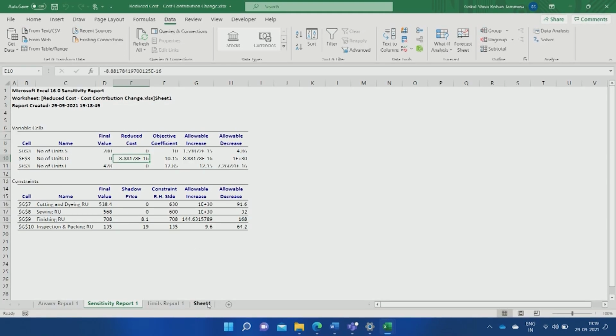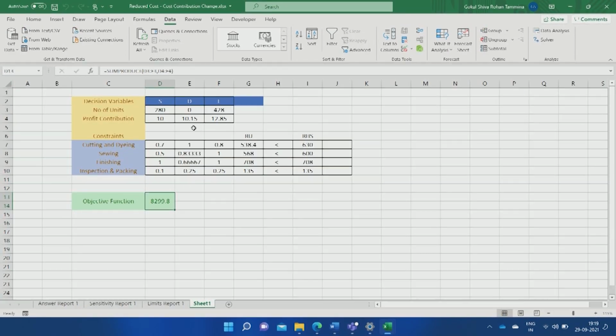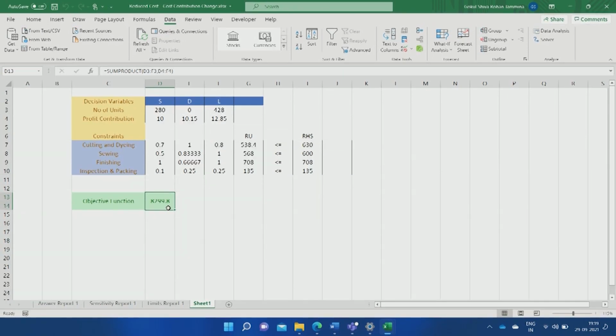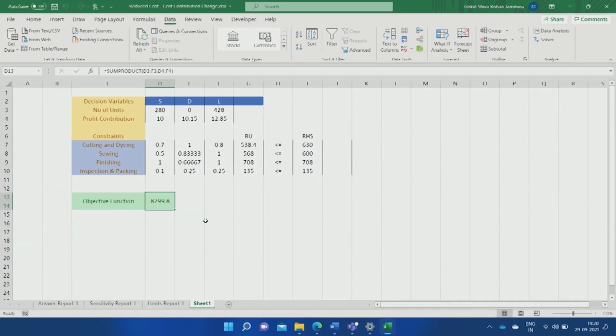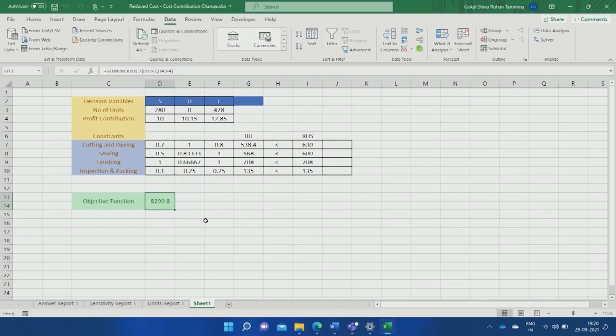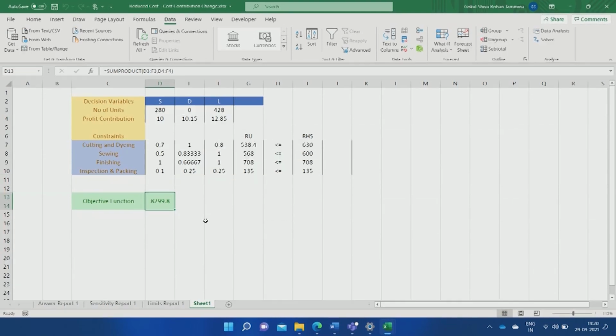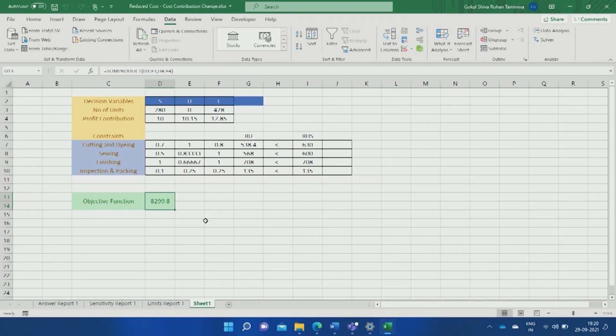Previously, when the coefficient of D was 9, our objective function was 8299. When I change the coefficient of the deluxe bag to 10.15, the value of the objective function remains the same. So, since this problem has multiple optimal solutions, there may be some possibility that the value of D is some positive value, which we will discuss.